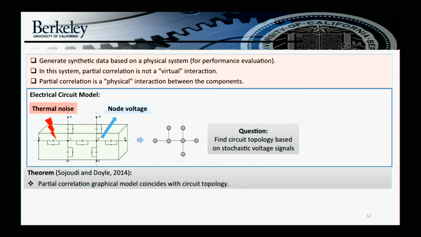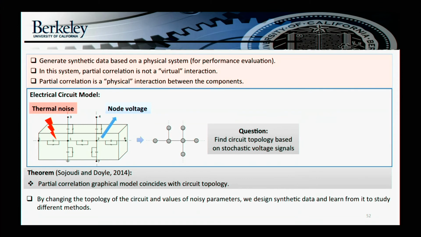We've shown that partial correlation graphical models coincide with circuit topology. That means that if we can find a partial correlation based on the voltage measurements, then we can say how different nodes of the circuit are connected to one another. So we can basically find this graph, which describes the physical connectivity of the network. By changing the topology of the network and by fine-tuning the values of the noise parameters, we can design different synthetic data and learn from it to study different data-driven methods.